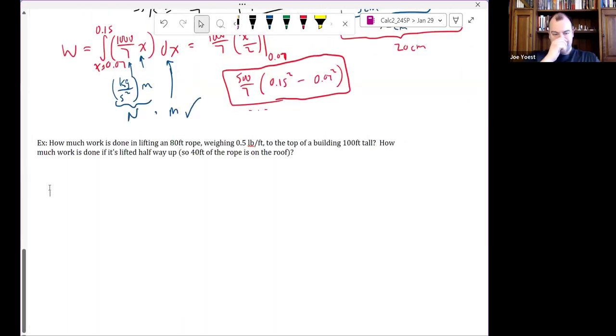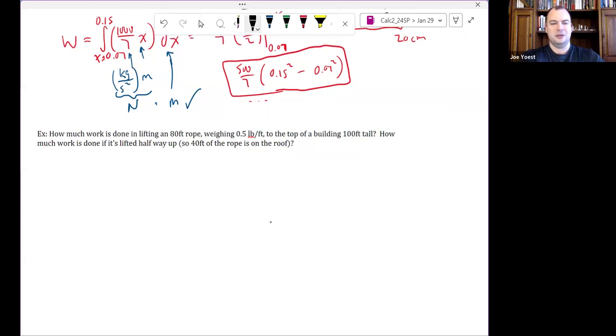Okay, so our last example that I plan to do today in work. How much work is done in lifting an 80-foot rope weighing half a pound per foot to the top of a building 100 feet tall?